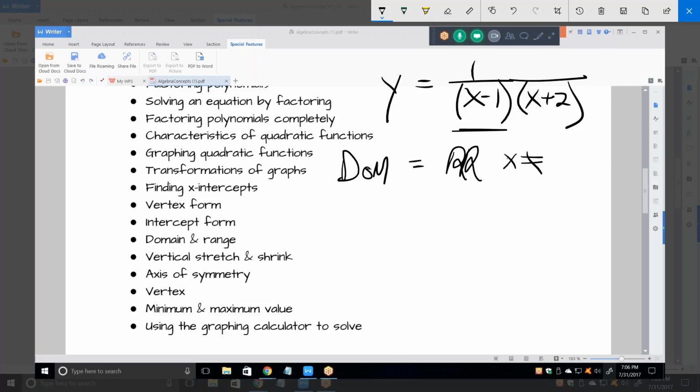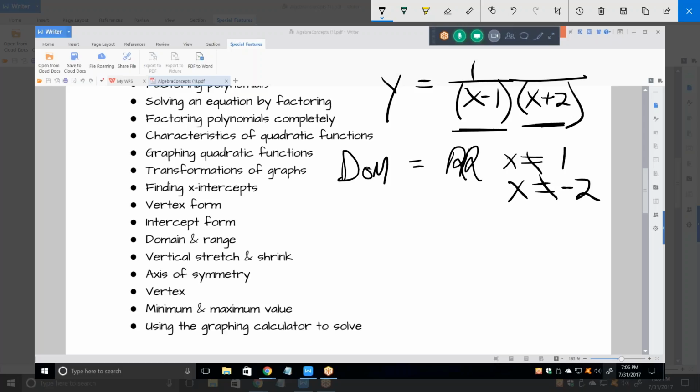What value makes that 0? 1. Okay, that can't be 1. And what value makes that 0? -2. Yeah. So here's a function where the domain's a little more complicated. It's still almost all real numbers, but there are two values that x can't be.